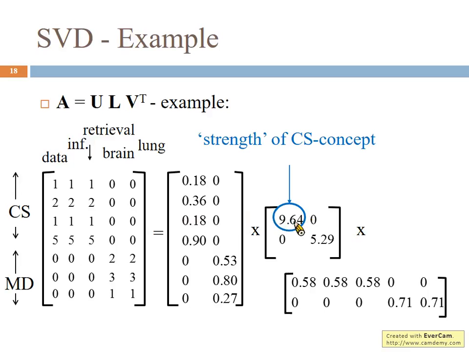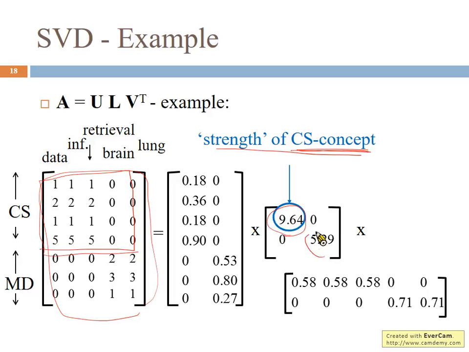For the diagonal matrix, the 9.64 means the strength of the computer science concept in this data set. Okay, so we can see that relatively we have more documents on the computer science concept. So here we have a higher computer science concept. Okay, we have high strength on the computer science concept, and we have lower, smaller strength on the medical concept.